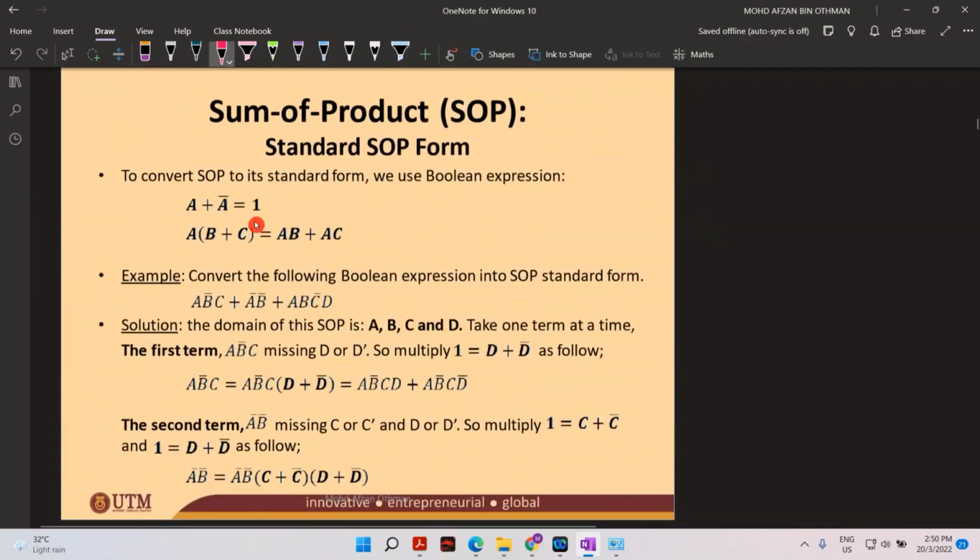So let's do it step by step. To convert SOP to its standard form, we need to use these Boolean expressions. Kita dah belajar ni, these are the rules yang kita dah belajar tadi. A plus A bar sama dengan 1, so this is the first rule that you need to apply. And A(B plus C), you need to expand this one here, now it becomes AB plus AC. So saya terus buat kat tepi ni lah.